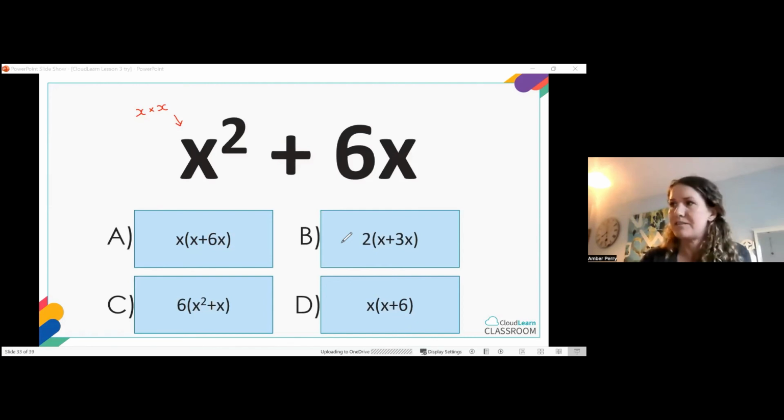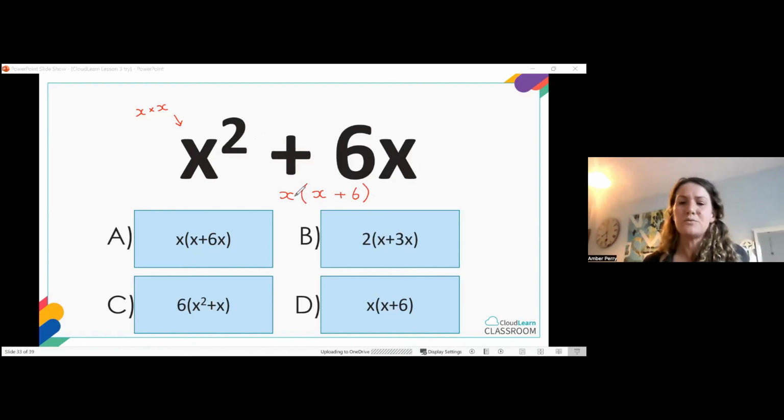Okay, so divided group again, we've got 3 of you saying D and we've got 2 of you saying B. So we're going to have a go at this one. Common factor here was x. We've got x times x here, so that means that x goes into both terms, and 6 times x here. So we take that out of both terms. Then we're going to do x squared divided by x here. So that's going to be left with just x. And then 6x divided by x here is plus 6.